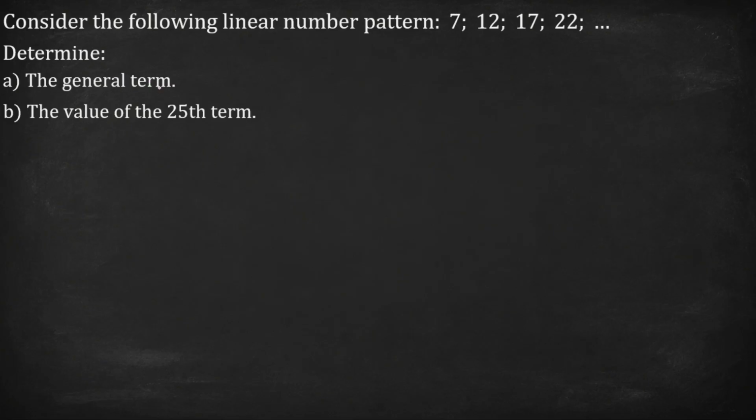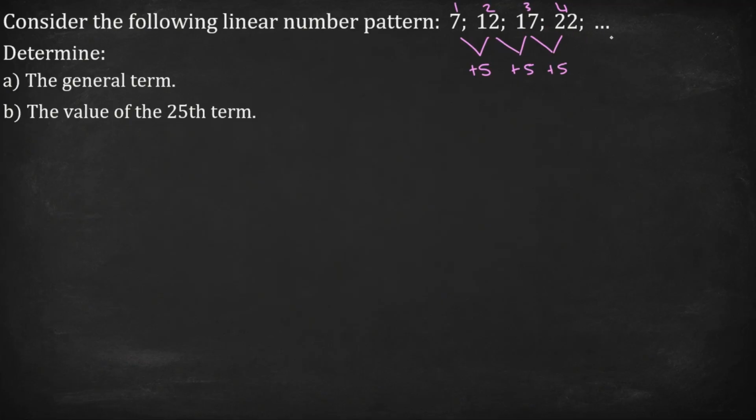Now the general term, we've done in the previous video, we have to follow certain steps. So our first step is to determine the difference between the terms. So between term 1 and 2, between 2 and 3, and 3 and 4. So here I can see if I add 5, 7 plus 5, that will give me 12. And 12 plus 5 is 17. And 17 plus 5 equals 22.